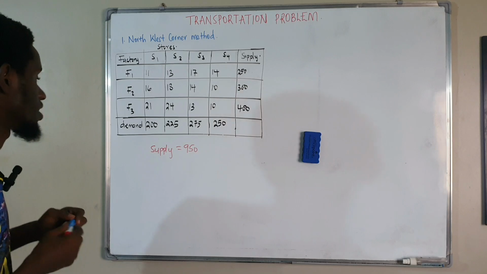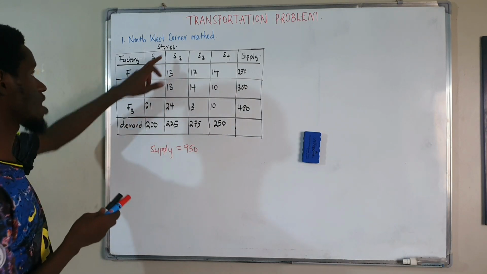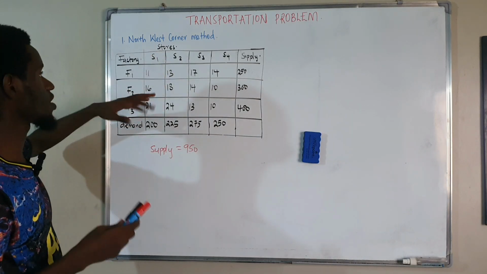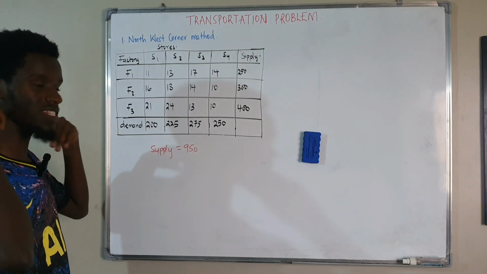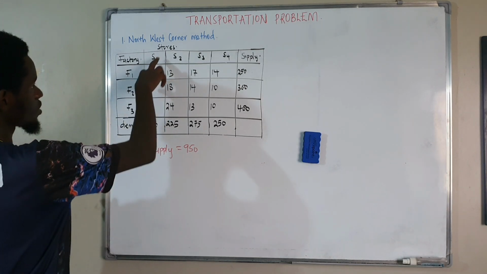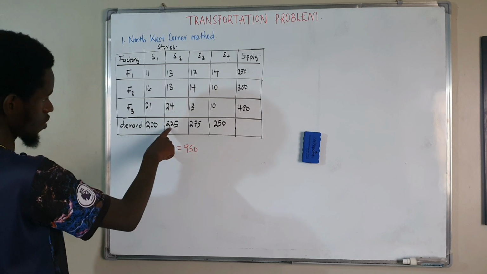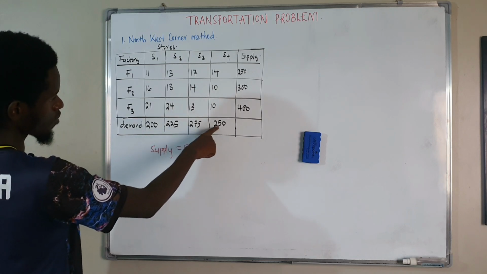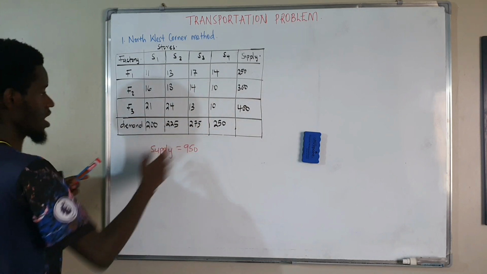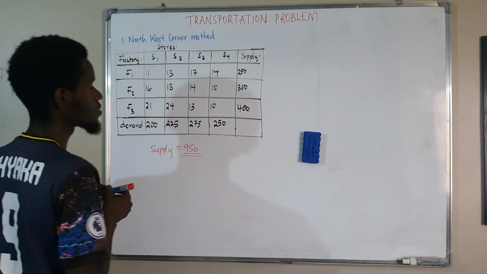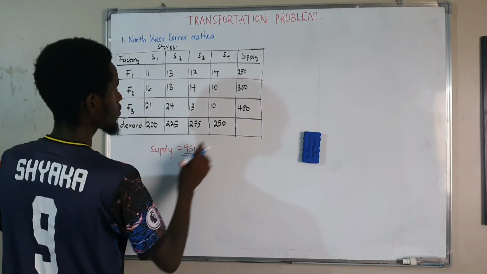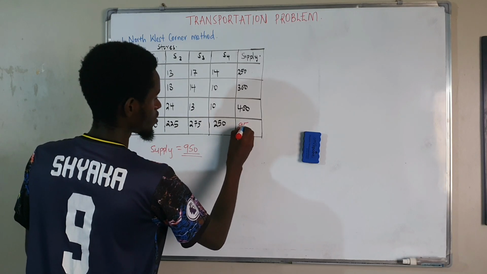Now, what of the demand? These stores are demanding. We have just an example of a given factory, but it has different stores. These stores are demanding 200, 225, 275, and 250. If I add this up, I also see that it is 950. Therefore, our transportation problem is balanced, with the supply and demand equal to 950.